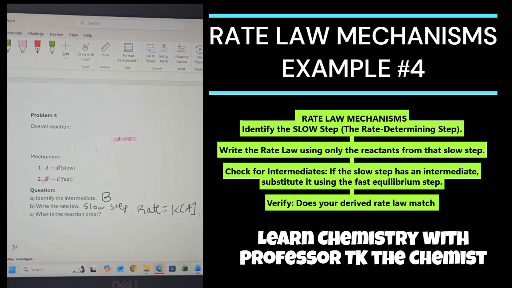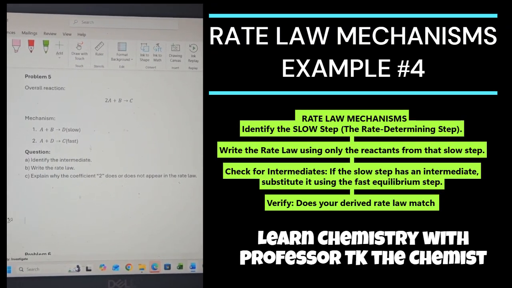And what is the overall order for this? 1. That is the overall order. So think of it this way. If only one molecule controls the slow step, it controls the rate. Okay? It controls the rate.